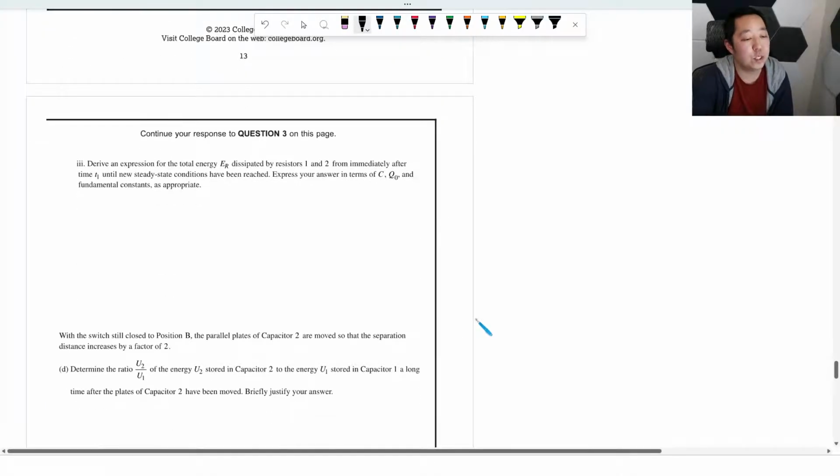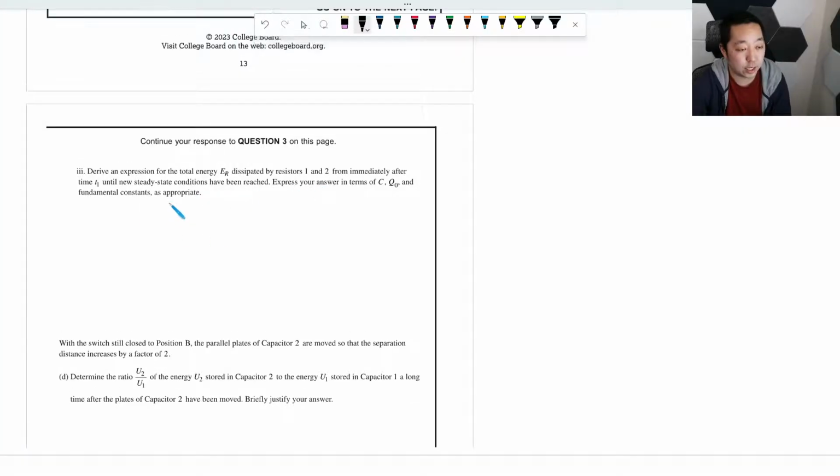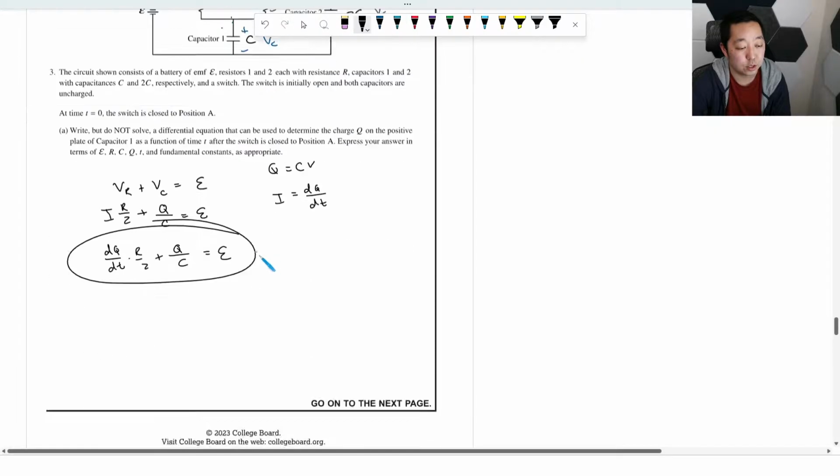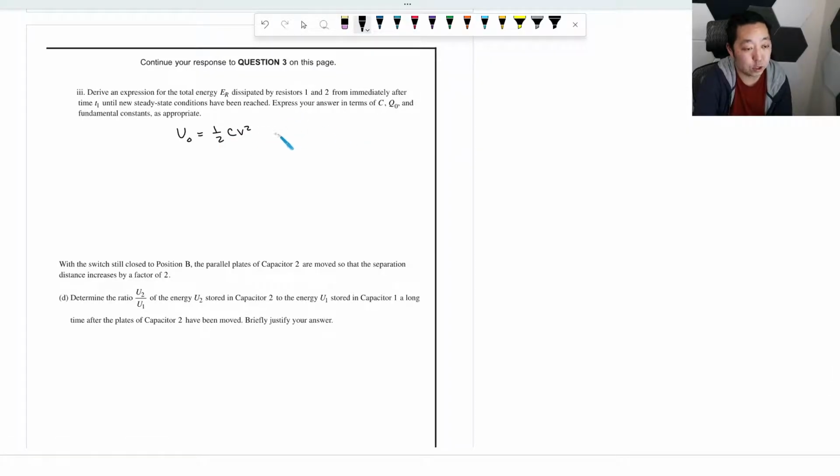Okay. Derive an expression for the total energy dissipated by resistors 1 and 2 immediately after time 1 until new steady conditions have been reached. Well, it's just the difference in the energy. Where is the energy coming from? It's the capacitors. So initially, how much energy did we have? We have 1/2 CV squared. But we know Q0, and Q is equal to CV, so V is equal to Q over C. So this is 1/2 C times Q over C squared, which is 1/2 Q squared over C. One of those C's will cancel. So initially, this is how much energy we have.